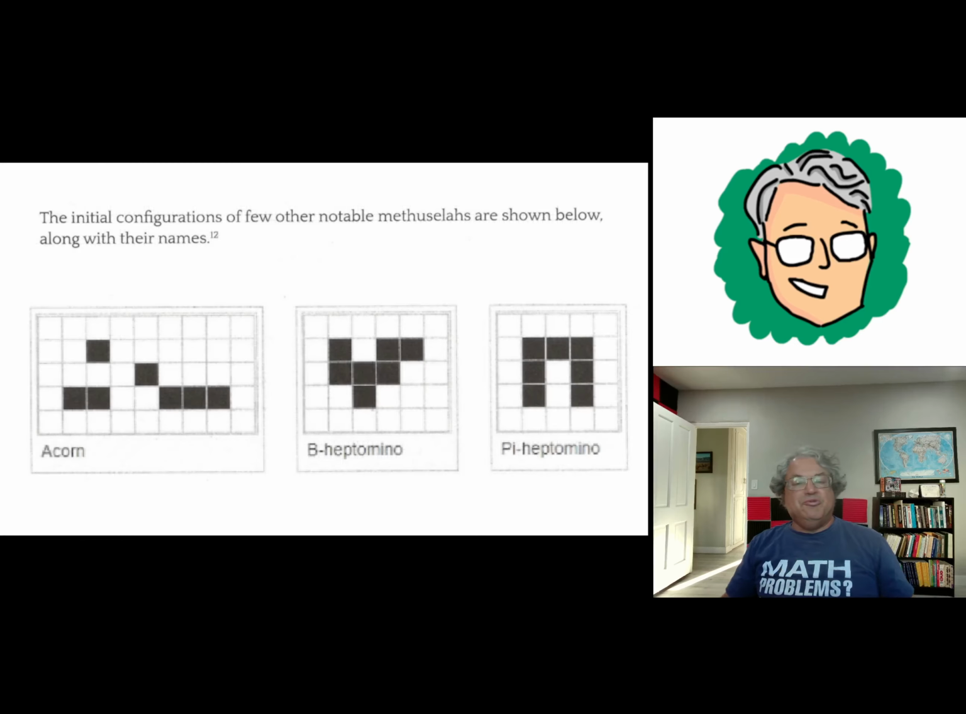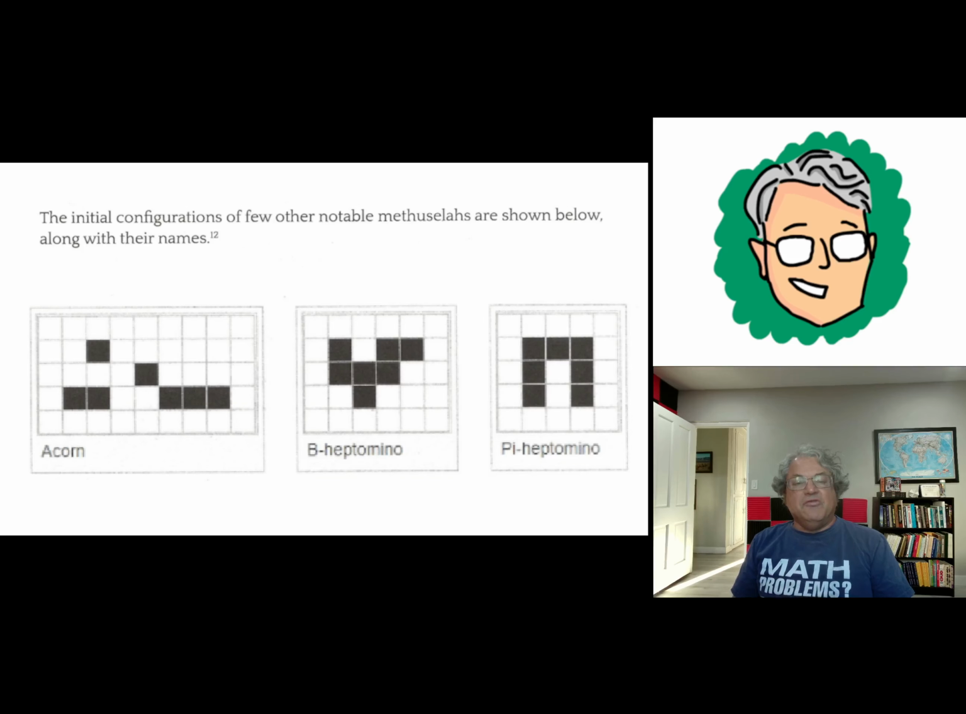There are several others. These are three other pretty famous ones. These all start with a population of seven live cells, and they all last for a really long time, especially the Acorn, the one on the left. I believe this has the longest lifetime of any pattern with a starting population of just seven.